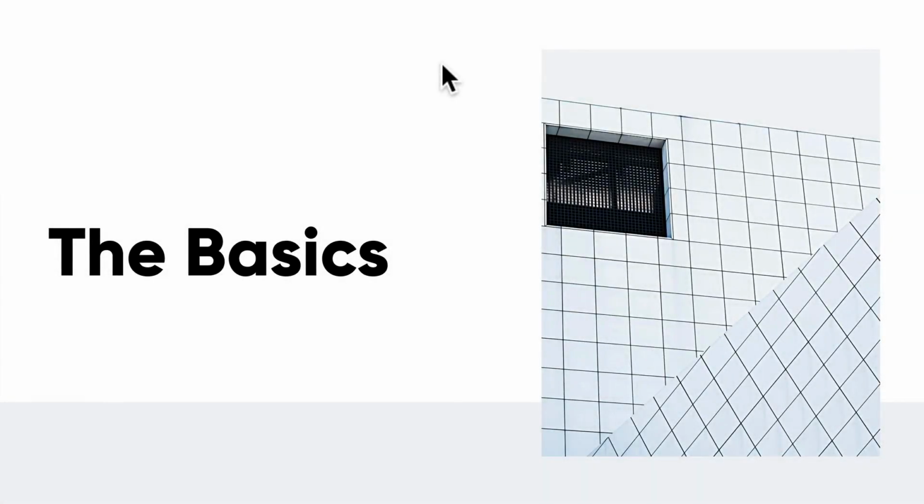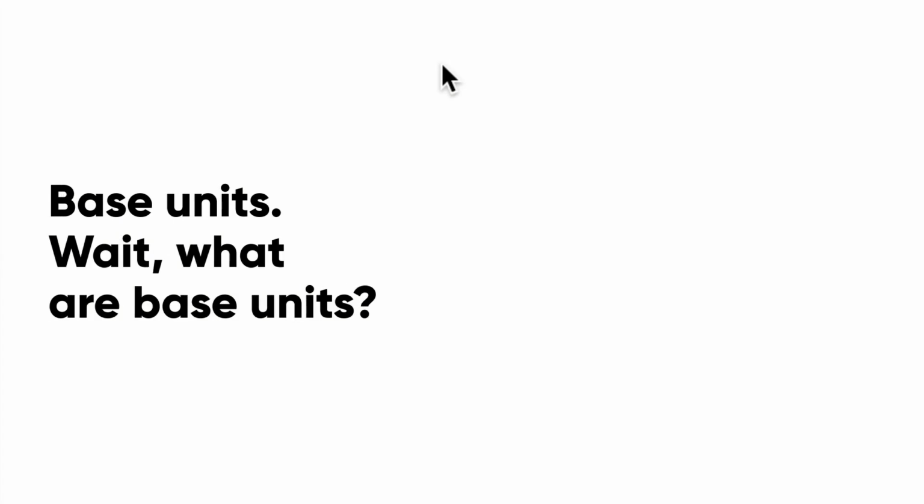So before we can even jump into actually building a grid, let's talk about some of the basics that impact all the different decisions surrounding sizing, measuring, and spacing. The first thing, base units. What is a base unit? This is our starting point. This is ground zero. Let's define a base unit.